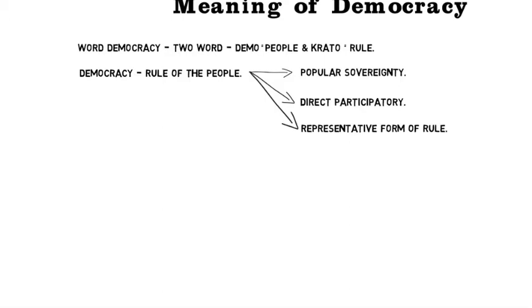As well, it is also called a representative form of rule, because today in modern times, because populations are big and countries are big, you cannot have one place where people can be called upon to discuss certain issues. So today we have a different form. In today's form we elect our representatives, and these representatives will be sent into the assembly, and they will represent people directly. And therefore we have something called the representative form of rule, where again the powers lie with the people.